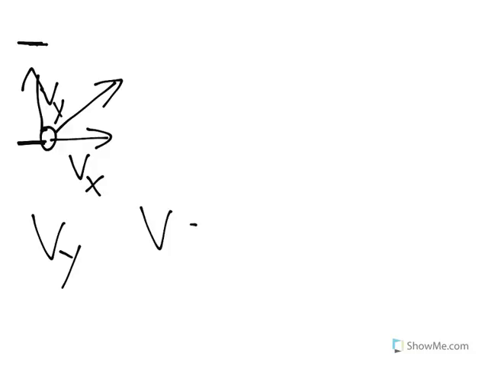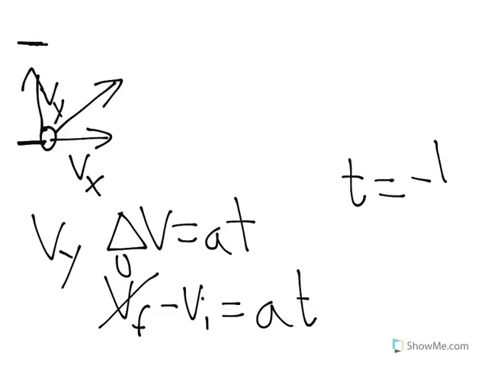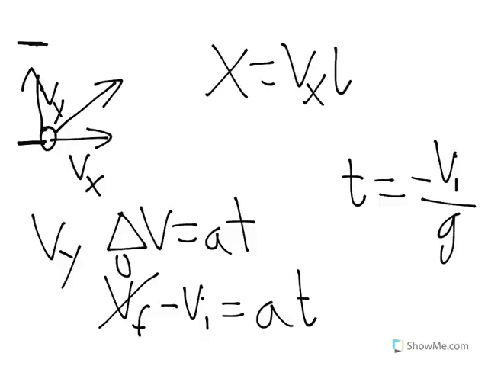And we know that velocity equals acceleration times time. And more specifically, that's change in velocity. So change in velocity, v final minus v initial, equals acceleration times time. V final is just 0, so we call it negative v initial, and we'll call the acceleration gravity. So time equals negative v initial divided by gravity. So that's simple enough. Now we've got to plug this back into the horizontal position. We know the horizontal position equals v sub x times t.